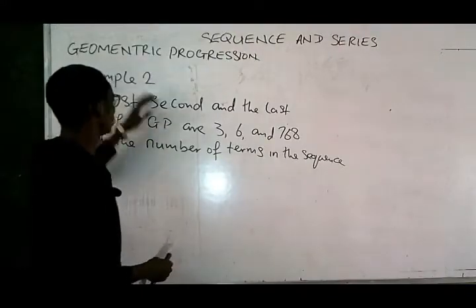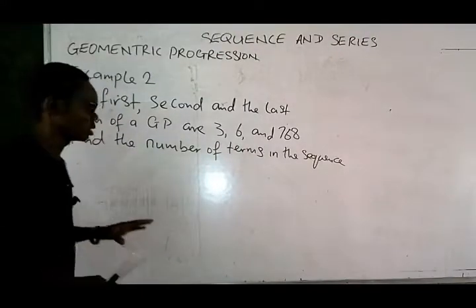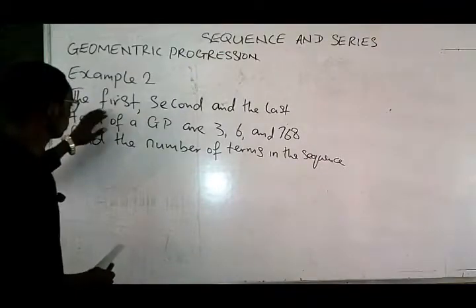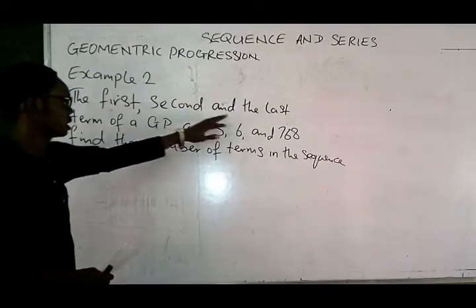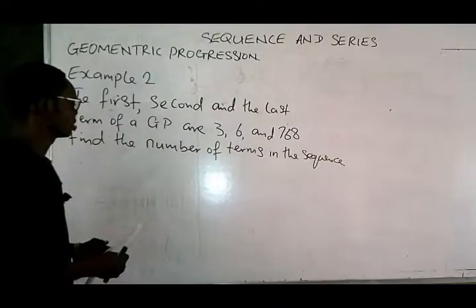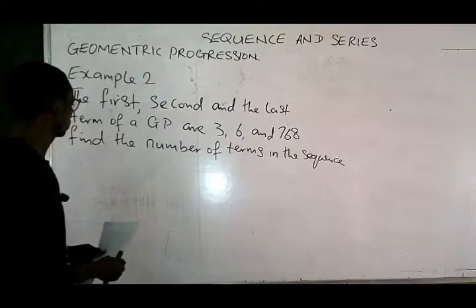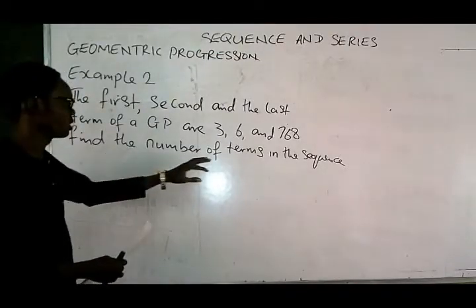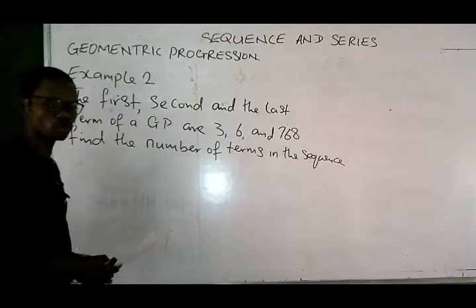Here is another example. The example says the first, second, and the last term of a GP are 3, 6, and 768. Find the number of terms in that sequence.